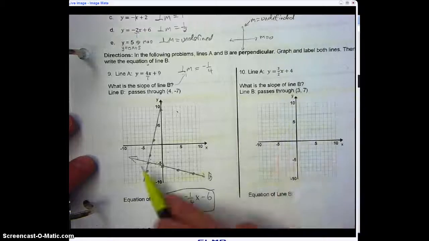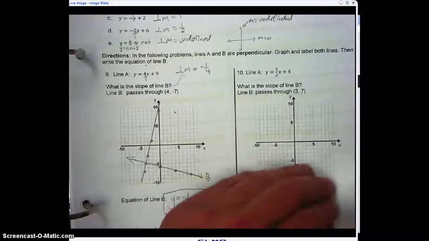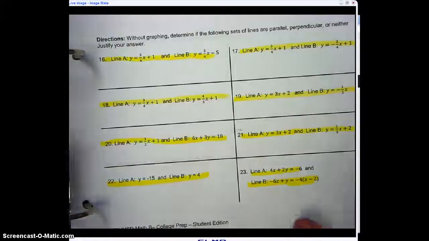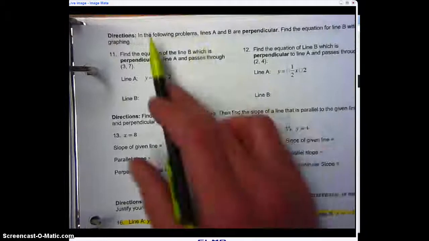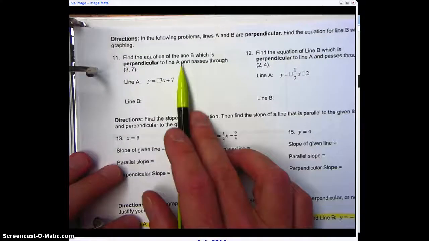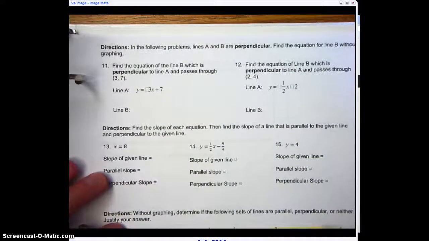Number 10 is exactly the same as number 9. I'm going to spare it to you because you're watching enough of me today. Turn the page. Lines A and B are perpendicular without graphing. So basically we're doing the same thing, except this time we're not graphing.